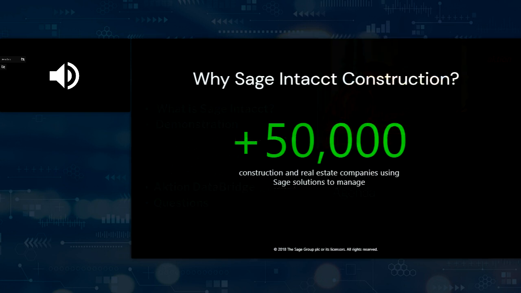So one of the questions I often get is, why are we doing Sage Intacct? Why didn't we just take, whether it be Sage 100 or Sage 300, and redo it and build it out for the web? Well, the answer is that we have 50,000 construction clients. That's not users, that's actual companies using a construction product within the Sage family. That'd be Sage 100, Sage 300, even Sage 50.